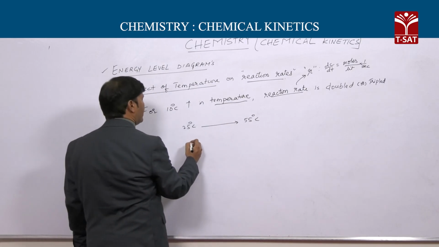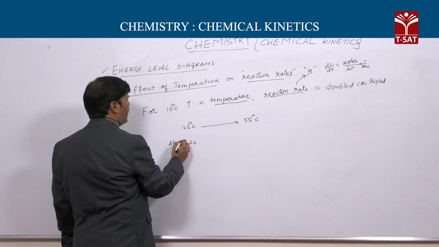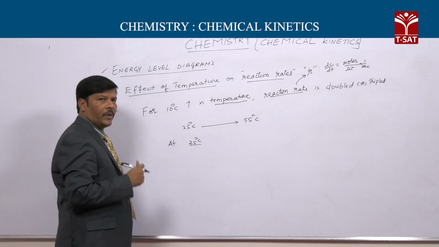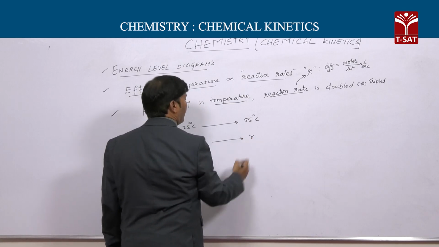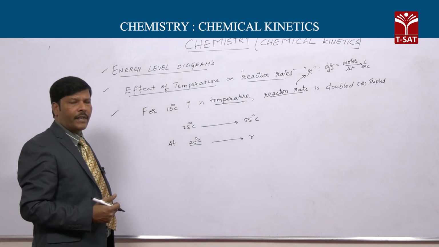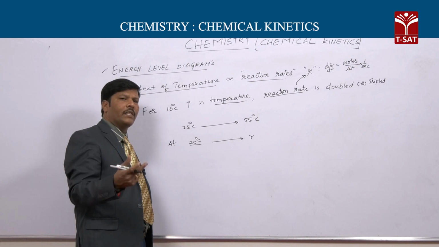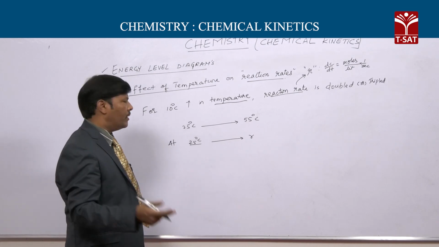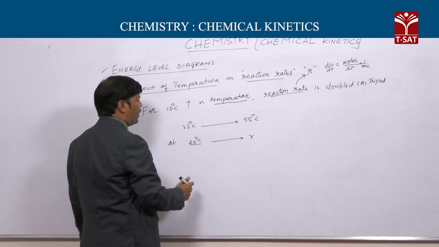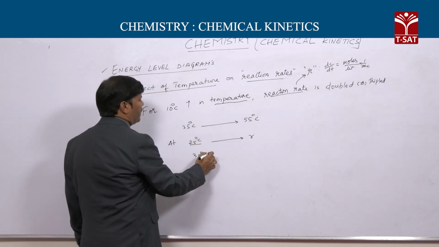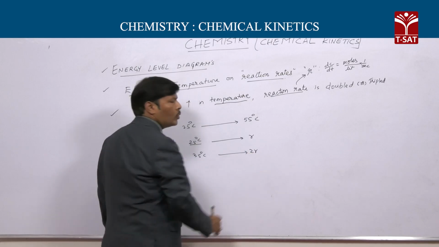So let us understand that if the temperature is 25 degrees centigrade, let the rate of reaction be R. For every 10 degrees centigrade rise, we are already saying that the rate of reaction is going to get doubled. So if I add 10 degrees centigrade to this 25 degrees centigrade, it is going to become 35 degrees, then the rate of reaction is going to become 2R.